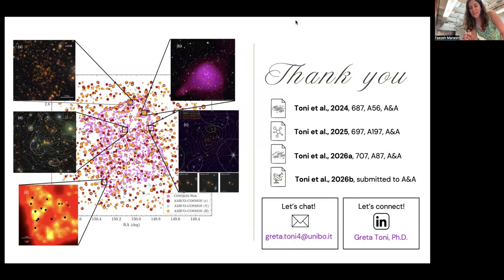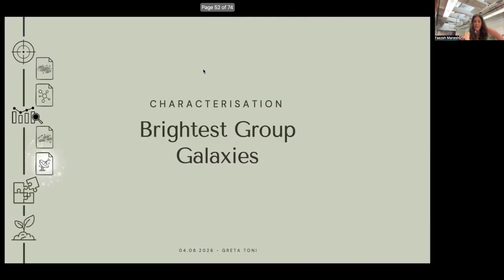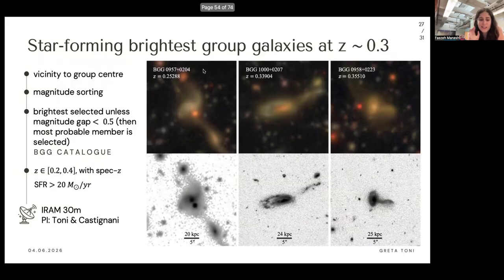Can you please go back to the brightest group galaxies? I have a quick question on the selection criteria that you mentioned. Of course. Yeah, so you talk about choosing these galaxies in these groups in this redshift range with spec-z. Why do you put this SFR limit for your selection?